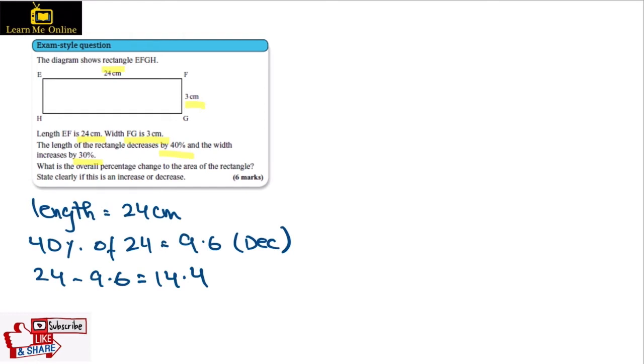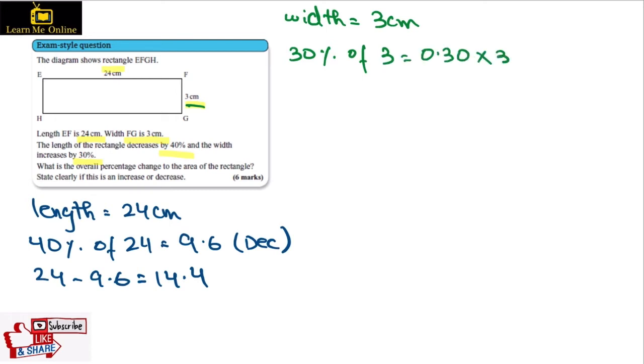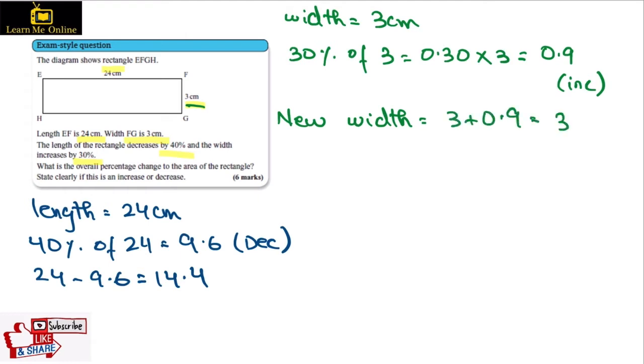The next part of the information is about the width, and it says that the width is increased by 30%. First I'm going to write down the original width, which is 3 centimetres, and because it's increased by 30%, we're going to find out how much is 30% of 3. 30% would be written as 0.30. Of means multiply by 3. So 30% of 3 would be 0.9. Because the word is increased, it would be more. So the new width would be 3 plus 0.9, and that would be 3.9.